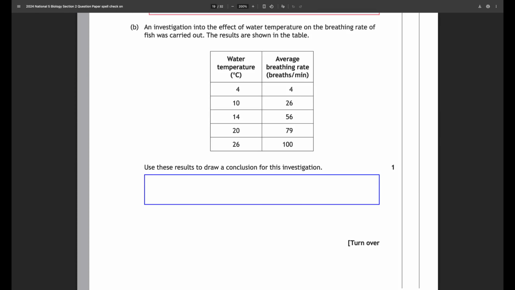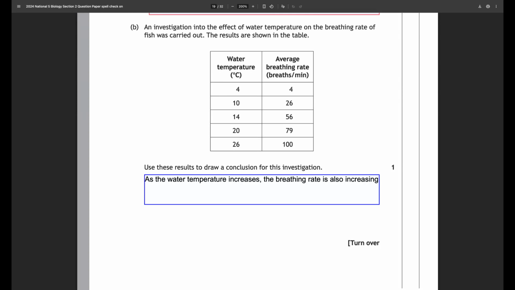Now, the way to write these is you would write as the, in this case, we're going to put water temperature first because it appears first in the table. There's a more detailed reason why that is, but we'll keep it simple for now. So as the water temperature, now what's the water temperature doing in that table? It's increasing, isn't it? What is the breathing rate doing in that table? As the water temperature is increasing, it is also increasing. So as the water temperature increases, the breathing rate is also increasing.